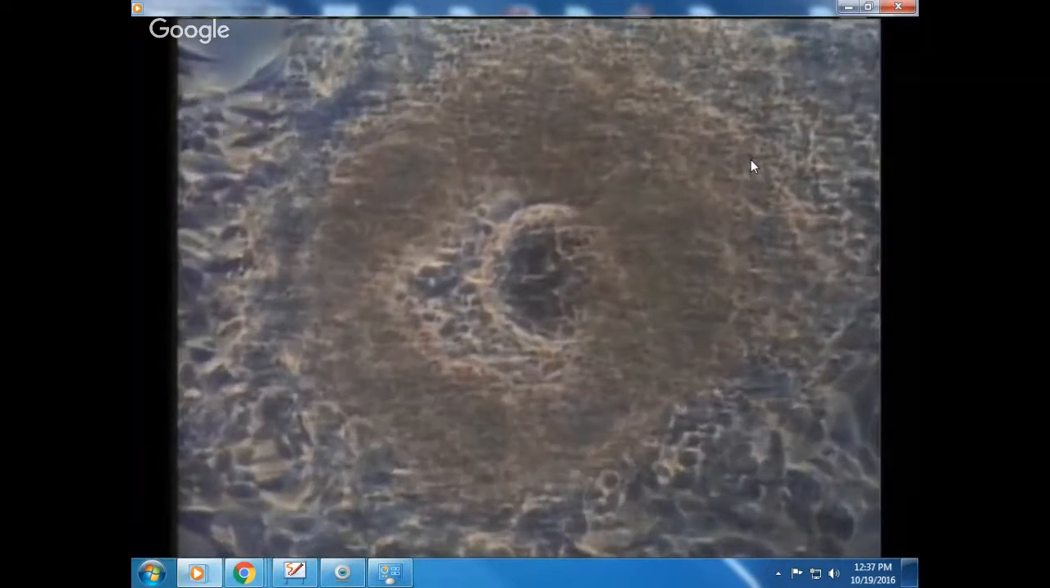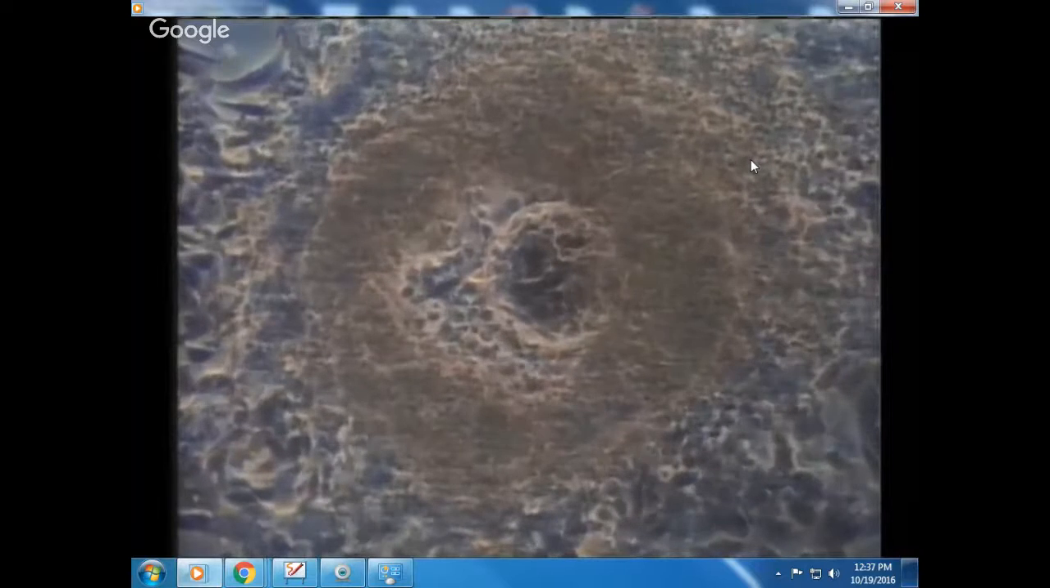Here, with the addition of a ring of supportive nurse cells, an oocyte has developed into a follicle. Several follicles are created each month, but only one continues to develop into a mature egg.